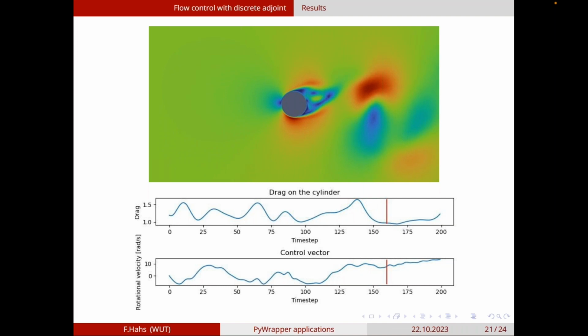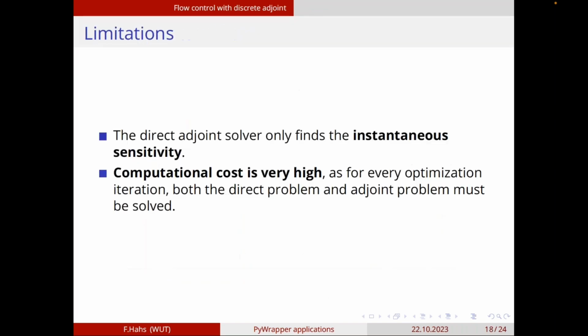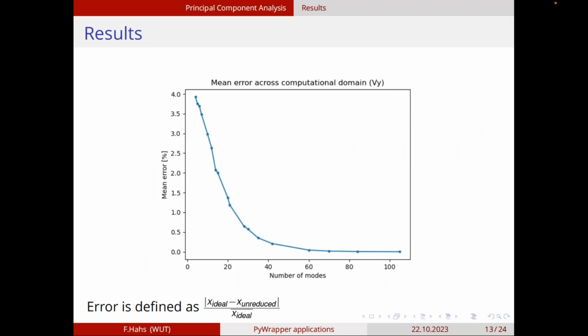So the question was whether or not I tested the PCA on flow which isn't quasi-stationary, and the answer is unfortunately no. I haven't done that. I have limited computing resources here, and I haven't done this yet. I know this probably wouldn't work as well, and the result wouldn't be as nice as it was here. But I haven't tested it.